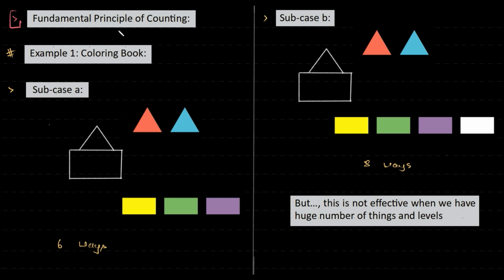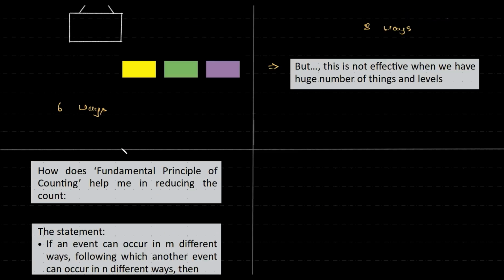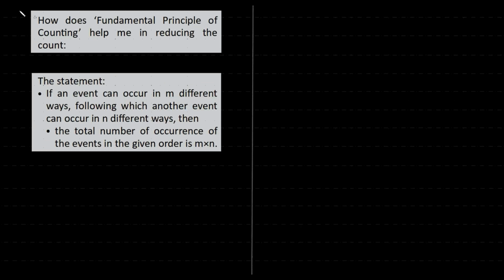We can make use of the fundamental principle of counting. So basically, to answer this, we'll be using the fundamental principle of counting. What does it talk about? If an event can occur in m different ways, followed by another event occurring in n different ways, then the total number of occurrences of the event in the given order is m into n.